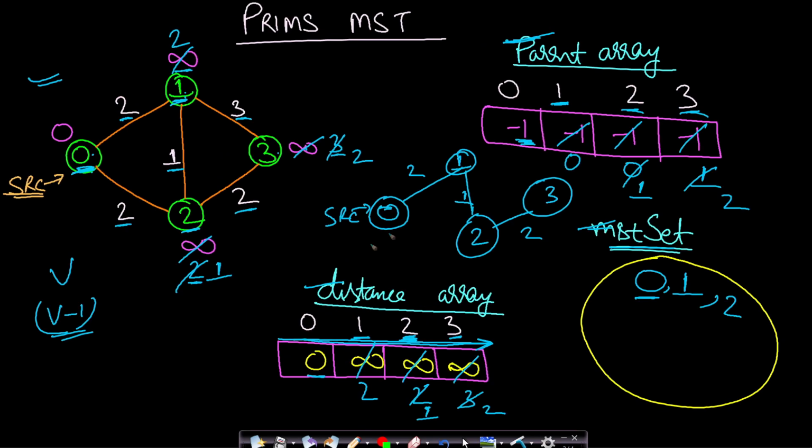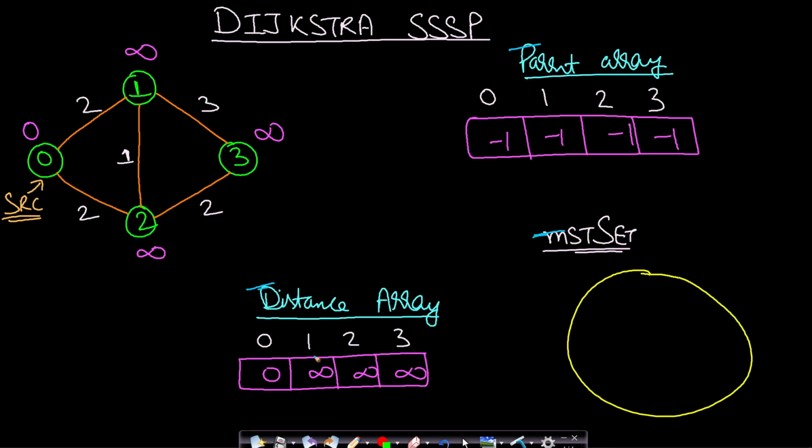In the previous case as well, all parent array values were -1 because none of them were connected. And for the distance array, the source value was 0 and all the other values were infinity. It will be exactly the same here. Okay, so all the initial conditions and data structures are the same for this algorithm as well. So let's start with the source node here, 0. We will parse through it and pick the minimum, and eventually it will come out to be 0. So we will include 0 into the MST set.